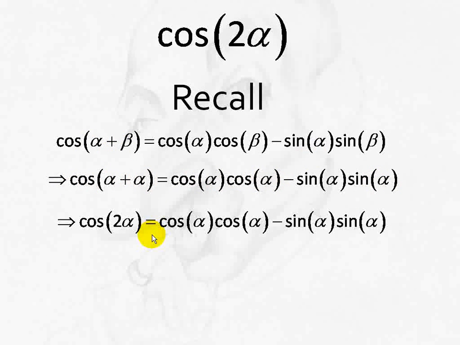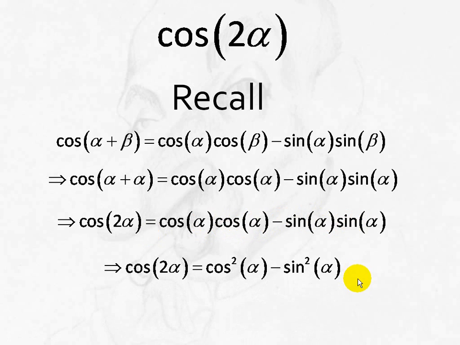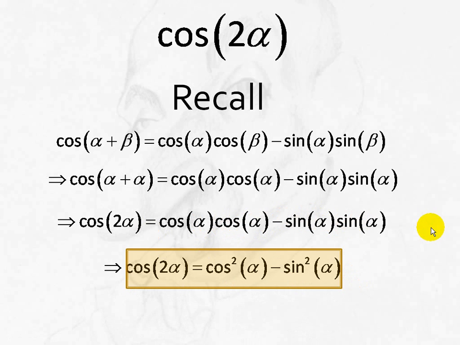And we now have cosine 2 alpha is cosine alpha cosine alpha minus sine alpha sine alpha, which gives us cosine 2 alpha equals cosine squared alpha minus sine squared alpha. And this is our second double angle formula. Now, we want to go a couple of steps further with this cosine one, because oftentimes you'll see a couple of alternative forms for this cosine of 2 alpha.